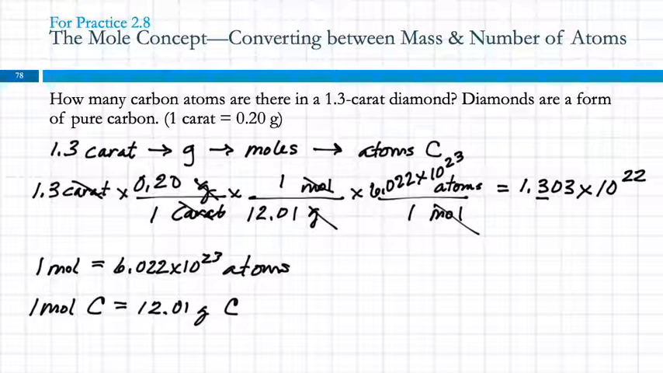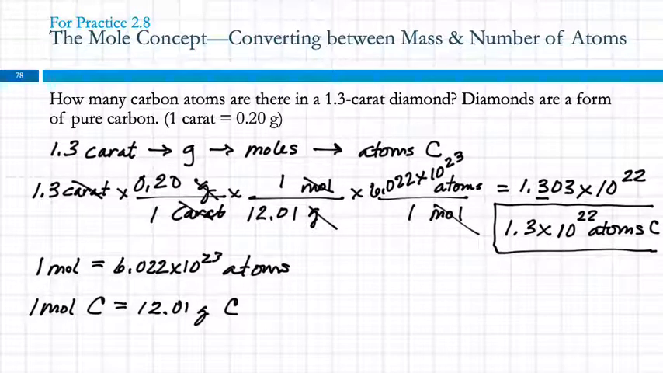Yeah. So 1.3 times 10 to the 22 atoms of carbon in the diamond. Is that a reasonable number? It's not unreasonable.